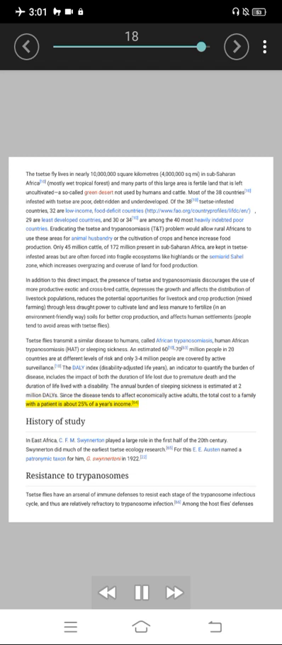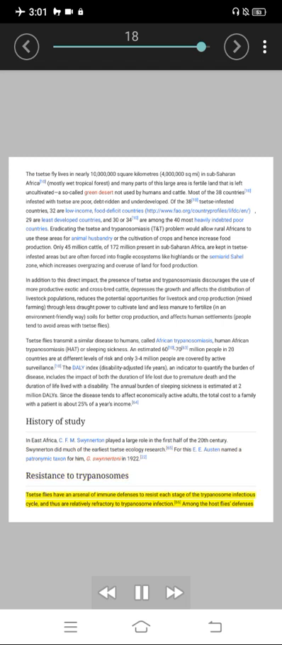History of study. In East Africa, C.F.M. Swinnerton played a large role in the first half of the 20th century. Swinnerton did much of the earliest tsetse ecology research. E. E. Austin named a patronymic taxon for him, G. swynnertoni, in 1922.